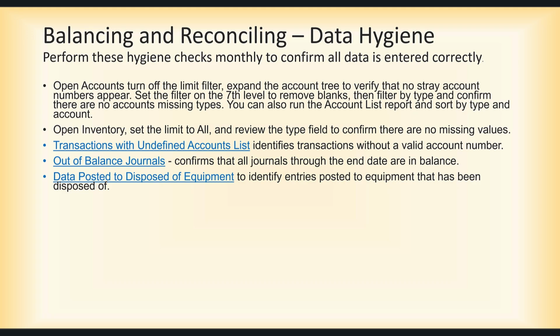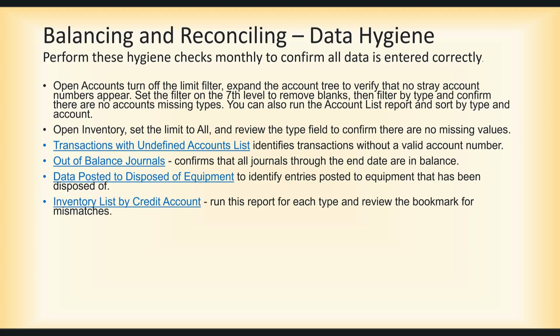Data posted to disposed of equipment. This is another important one. This shows if you've had a piece of equipment that was disposed of, are you still posting fuel and labor to it? We want to make sure that we honor that disposal date. And if there is, it's probably something that was marked to the wrong piece of equipment. So we want to straighten out those transactions.